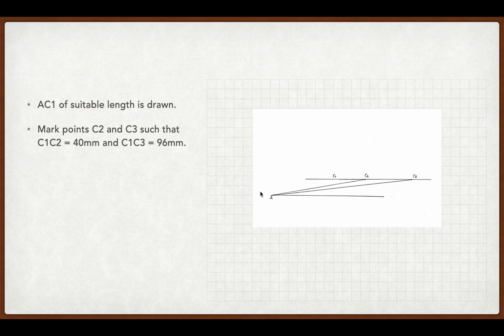Now we have to take a suitable length AC1 and plot the point C1 on the travel path. Then we find out the points C2 and C3 from the given data that S12 is equal to 40 millimeters and S13 is equal to 96 millimeters, or in this case C1C2 is equal to 40 millimeters and C1C3 is equal to 96 millimeters. The points C1, C2, C3 all lie in the same straight line as the travel path.